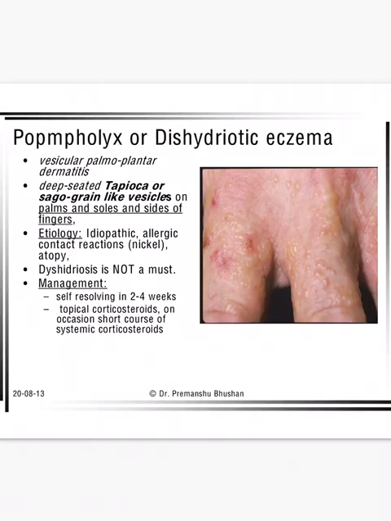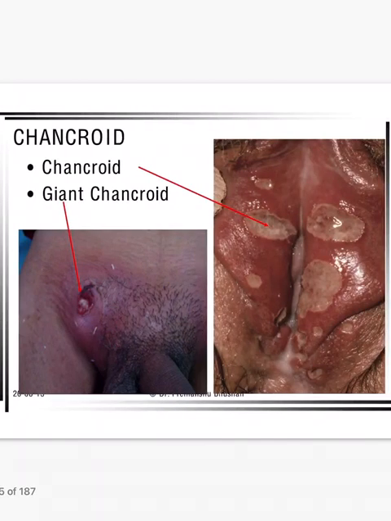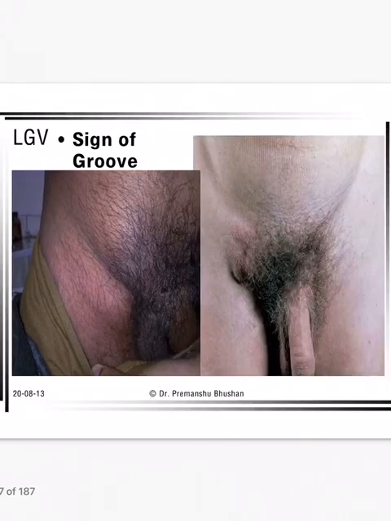Okay, guys, so now talking about the chancre, that is the clinical picture. Okay, so this is the photo of a chancre. So chancroid is caused due to Haemophilus ducreyi, guys. Okay, and it shows a giant chancre, guys, that is a painful ulcer, see, it's painful. Okay, herpes genitalis, because there is the presence of grouped lesions, guys, so that is herpes, guys.